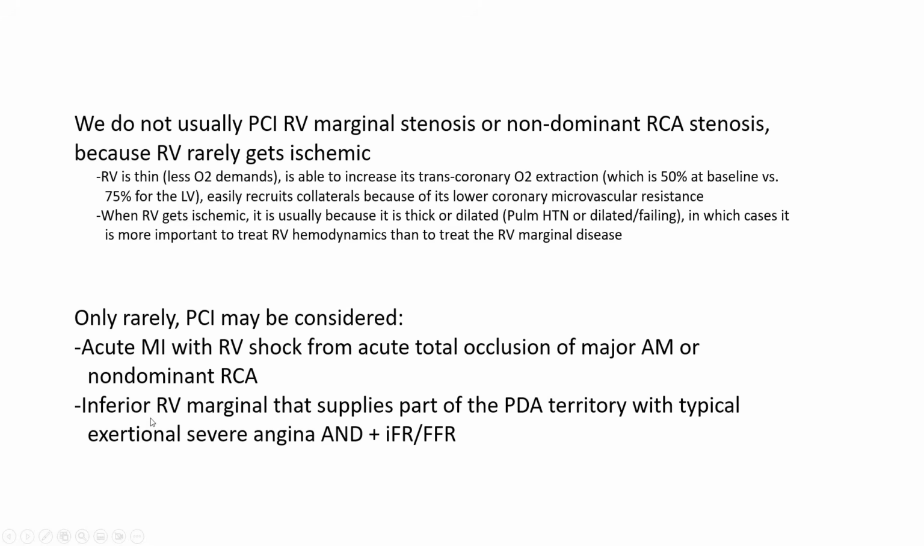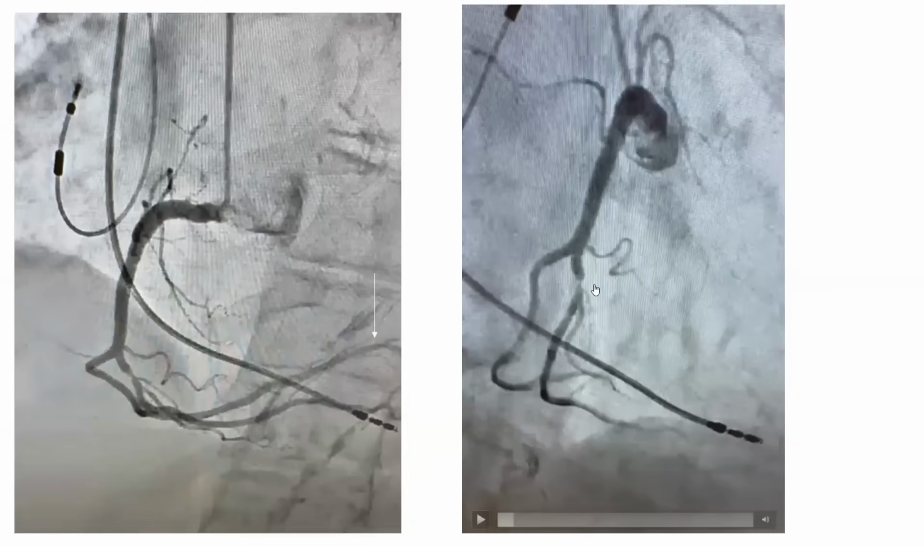Another situation is something like what I just showed, but even what I just showed should be exceptional. It's an inferior RV marginal that supplies part of the PDA territory. So it's supplying part of the left ventricle, not just the right ventricle. So it can cause left ventricular ischemia, but it often doesn't. So you really need to prove he has very typical exertional severe angina, and you have to have objective evidence hemodynamically, IFR or FFR. Question from the audience.